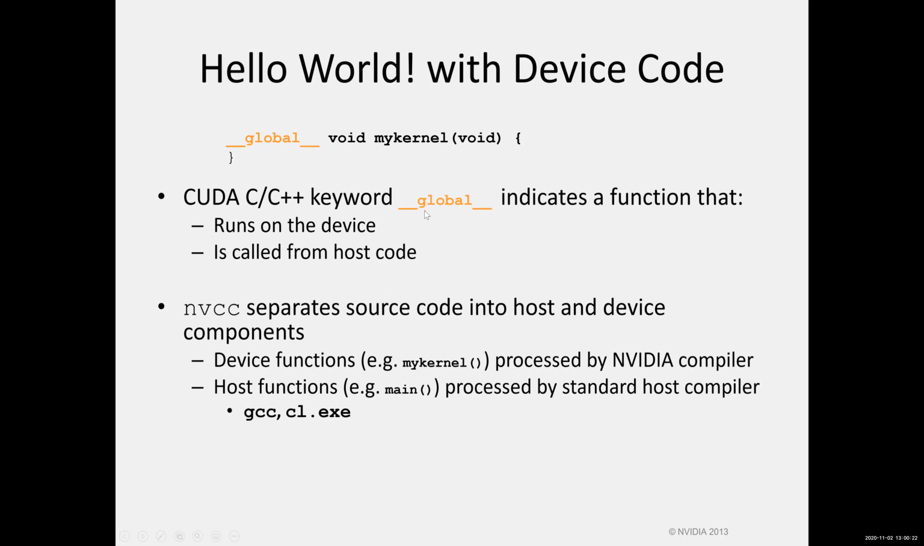So the CUDA keyword __global__ indicates that this particular function... So this is what we call the calling convention. By specifying the calling convention here, the compiler knows that this function will be executed on the device, but this function is called from the host. So the NVCC compiler will separate the source code into the host and device components. Okay, you have your device functions, you have your host functions over here.